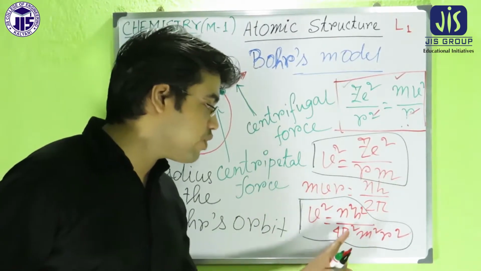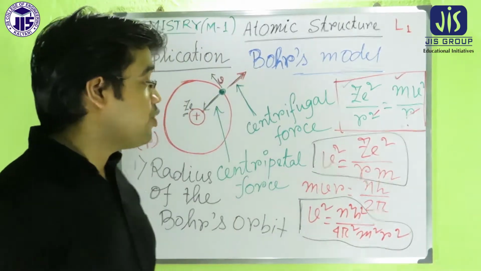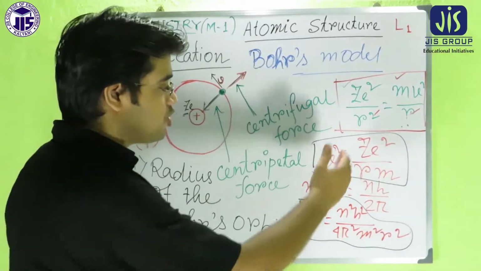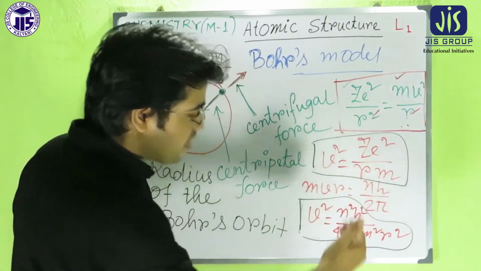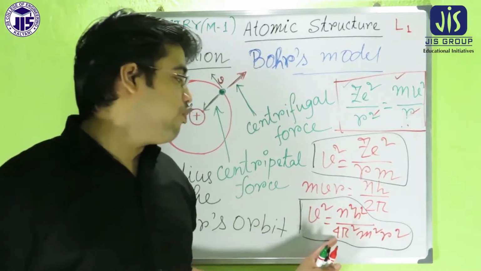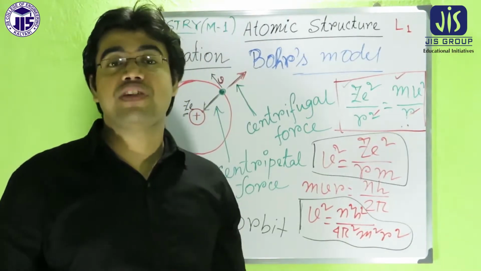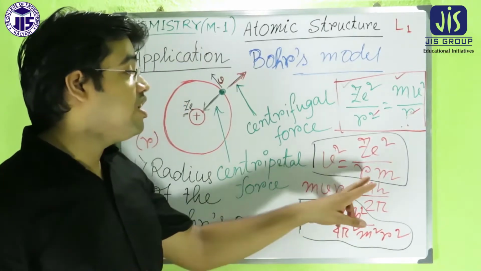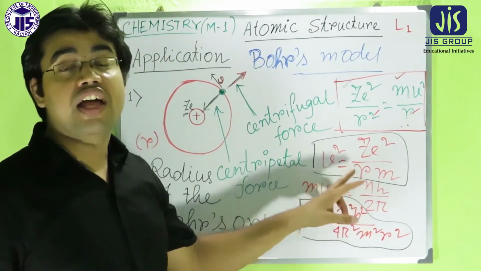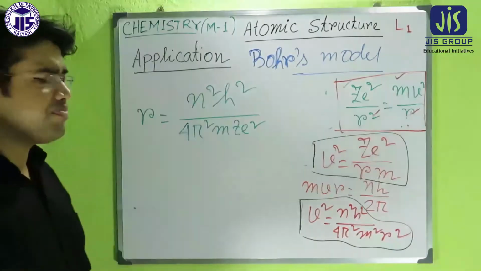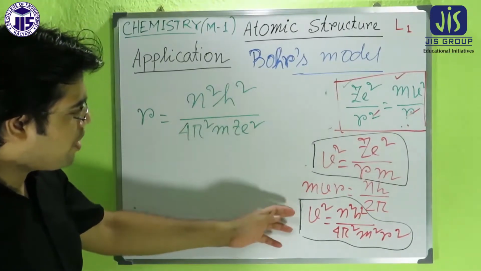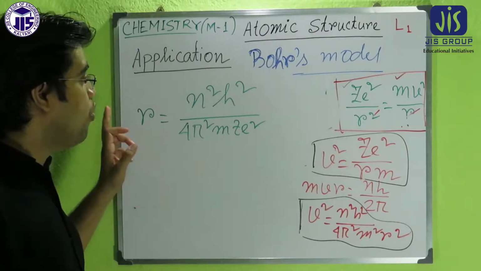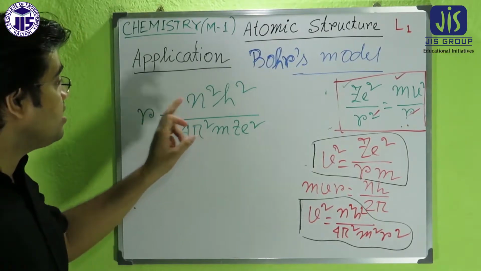With those equations there will be equality between the two. That means Z square by rm equals n square h square divided by 4 pi square m square r square. So from those two equations we can write down the expression of the radius. That means what will be the expression of r? We'll get r, that means the radius of the Bohr orbit. Bohr orbit means nth orbit.